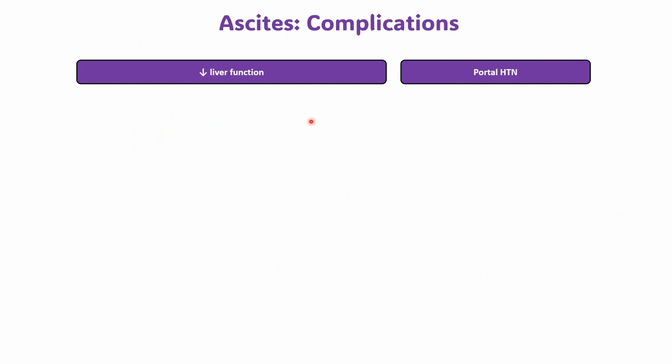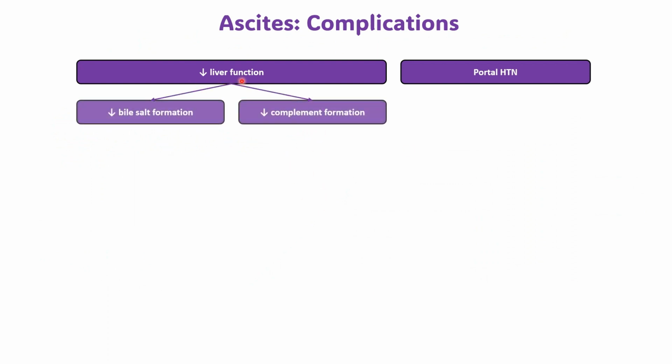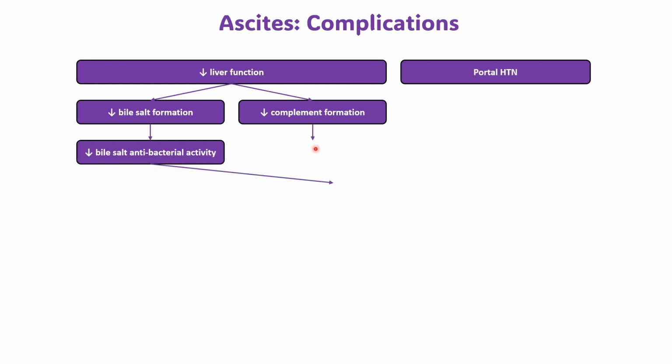Okay, so let's talk about the complications of ascites. So related to liver function, we have reduced bile salt formation and decreased complement formation. Bile salts normally have some antibacterial activity, therefore if they're being produced less, we're going to have reduced antibacterial activity. In terms of complement formation, there's less, therefore there's going to be fewer membrane attack complexes formed. So we're going to have this innate immune system dysfunction.